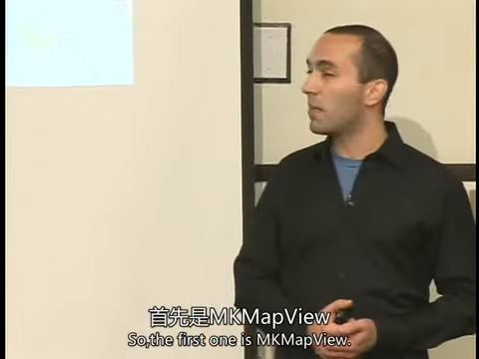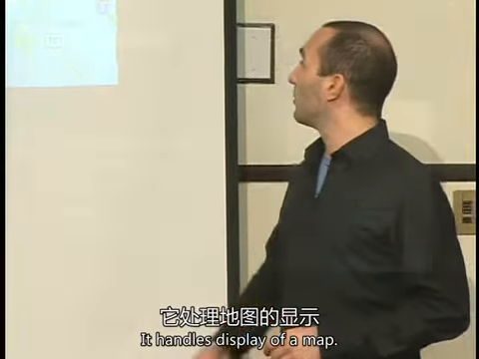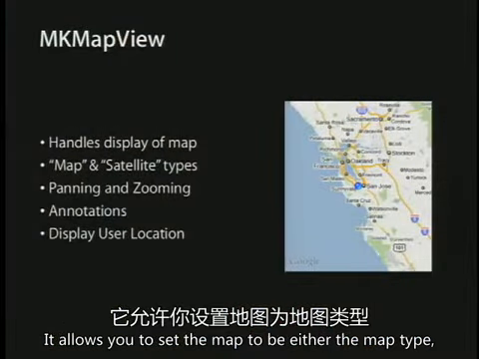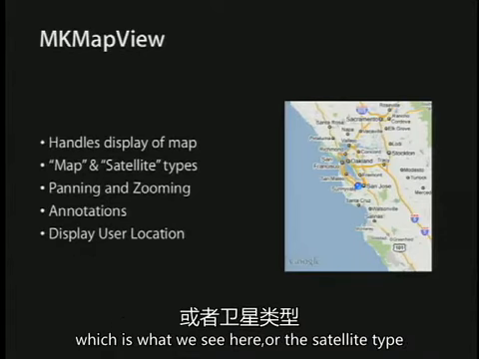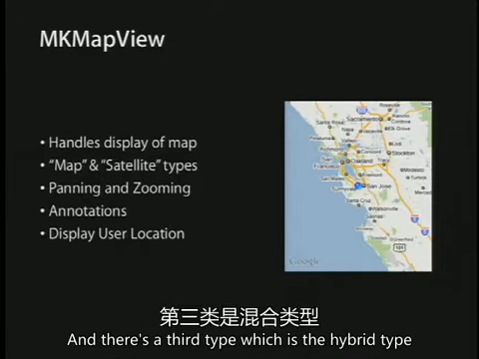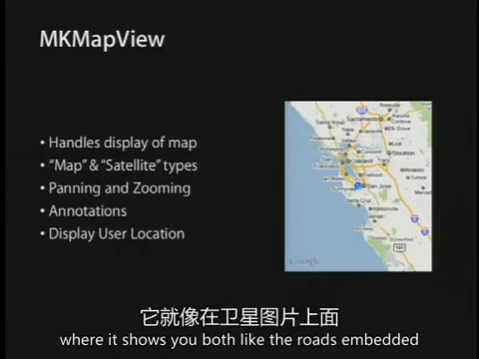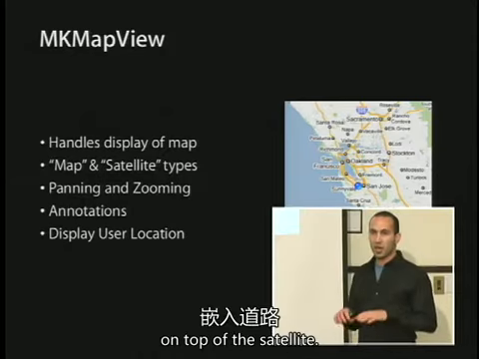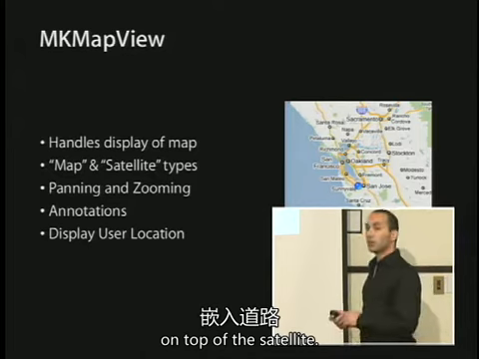So the first one is MK Map View. It handles display of a map. It allows you to set the map to be either the map type, which is what we see here, or the satellite type, where it shows you the aerial photographs. And there's a third type, which is the hybrid type, where it shows you both, like the roads embedded on top of the map of the satellite.